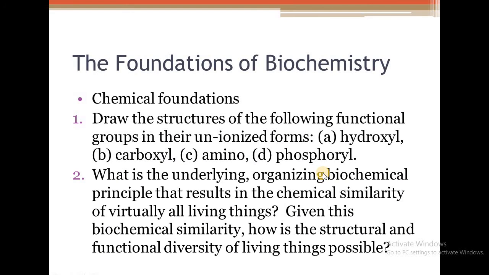Next questions are from the section Chemical Foundation. Number one, draw the structure of the following functional groups in their unionized form: hydroxyl, carboxyl, amino and phosphoryl. Second, what is the underlying organizing biochemical principle that results in a chemical similarity of virtually all living things? Given this biochemical similarity, how is the structural and functional diversity of living things possible?